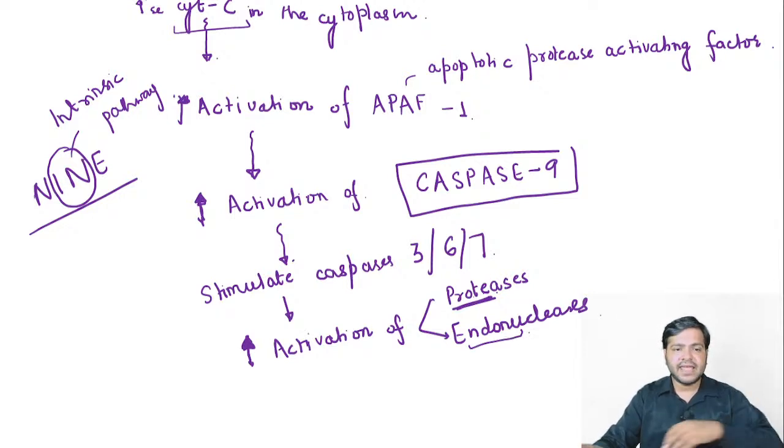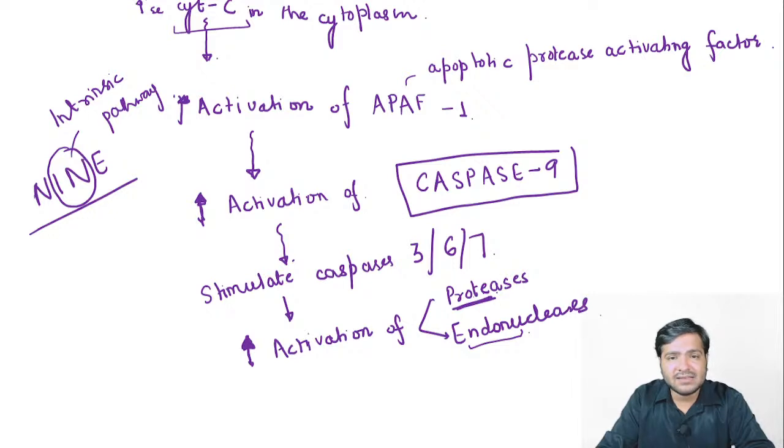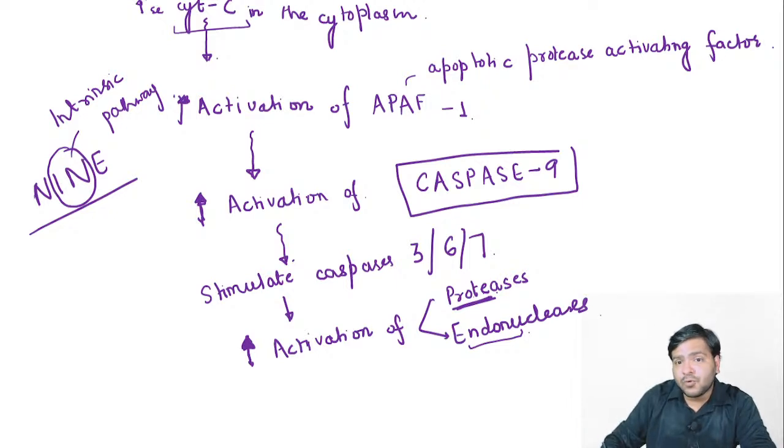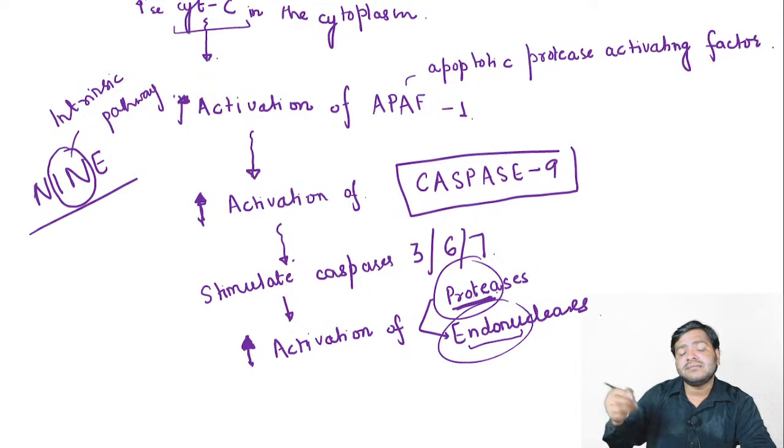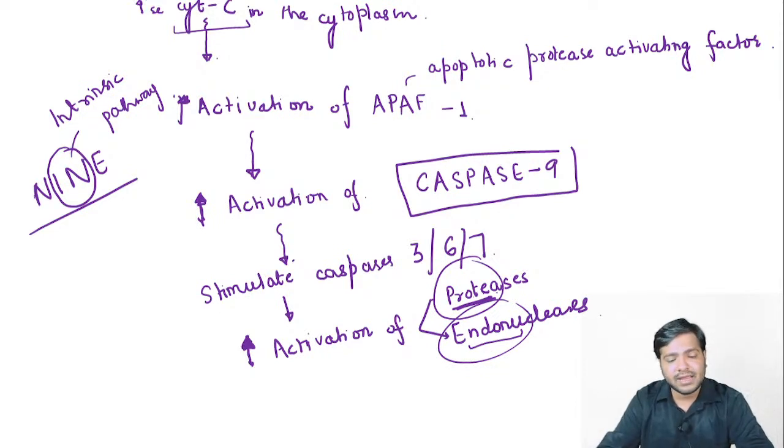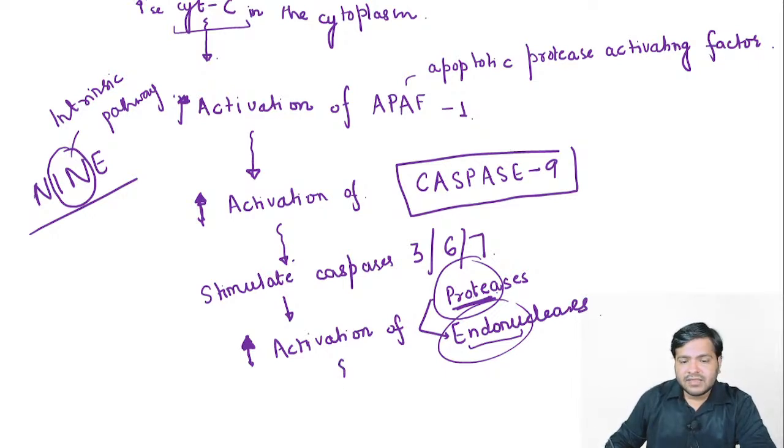endonucleases. Guys, can anyone tell me endonucleases is destroying which structure? We've already discussed the chromatins. The nucleus contains DNA, and endonucleases cut the DNA at specific sites. So endonucleases are destroying the DNA, and ultimately if the proteins and the DNA, the chromatins, are destroyed, it will lead to cell death. So remember that increased activation of both these will lead to cell death.